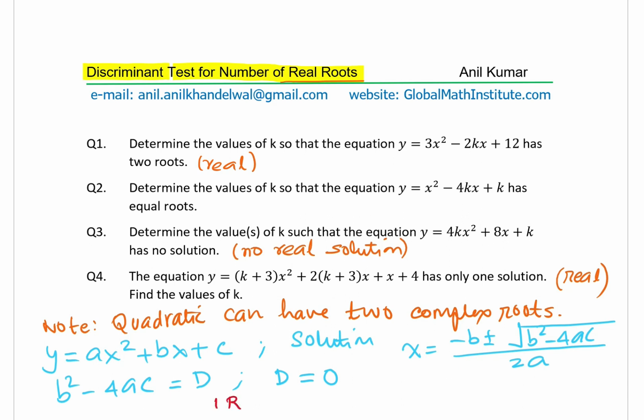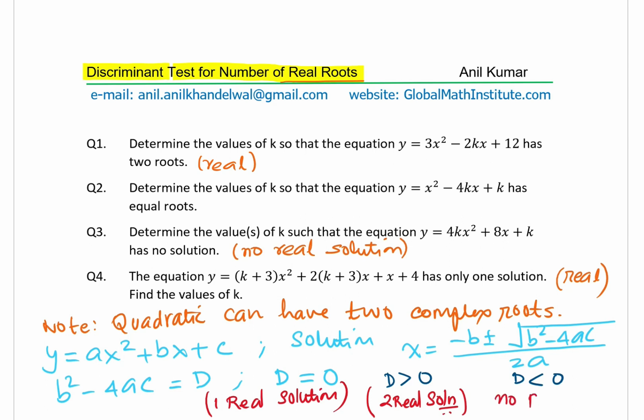If D is equal to 0, in that case we get one real solution. Well, there are two roots both at the same point. If D is greater than 0, then we get two real solutions. And if D is less than 0, we have no real solution. So these are the three conditions which we are going to check.